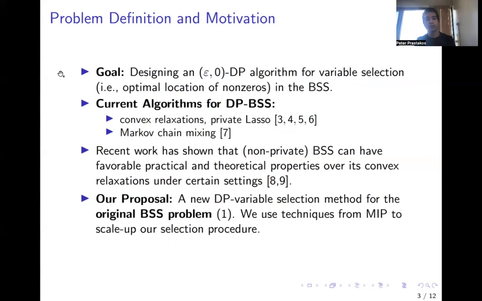As I mentioned, the goal is to find a DP algorithm that is pure, but to find the optimal location of non-zeros in BSS. Current algorithms involve doing convex relaxations, private lasso, Markov chain mixing. And we want to focus on the combinatorial form of the problem because recent work has shown that non-private BSS can have favorable practical and theoretical properties over its convex relaxations under certain settings.